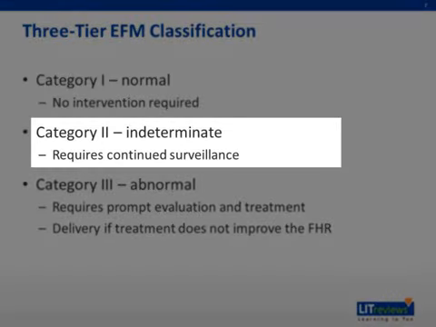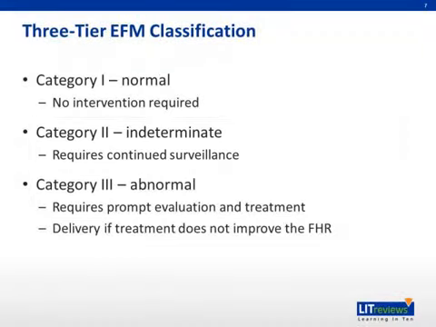Category 3 tracings are abnormal. They require prompt evaluation and treatment. There must be prompt delivery if treatment does not improve the fetal heart rate tracing. The Category 3 heart rate tracing is associated with abnormal fetal acid-base status and requires management such as maternal oxygen, position change, cessation of labor stimulation, and treatment if tachysystole is present.